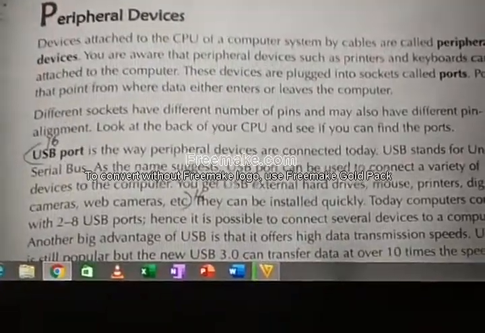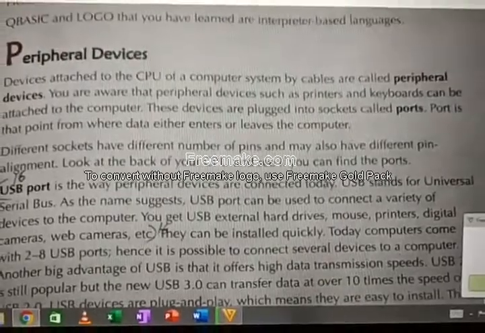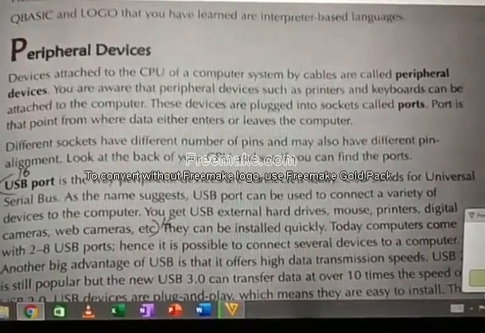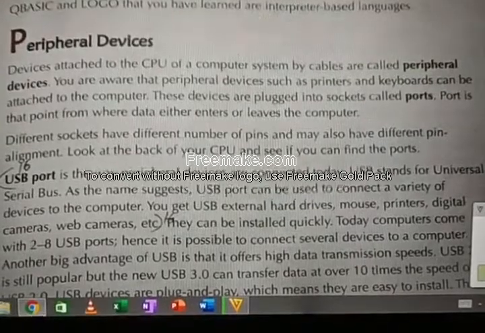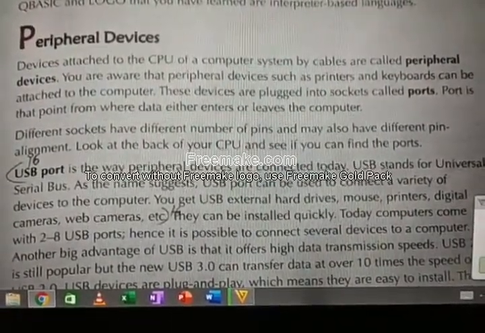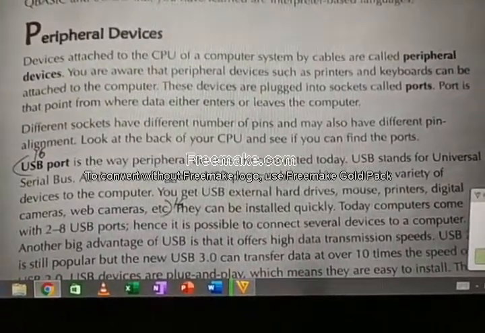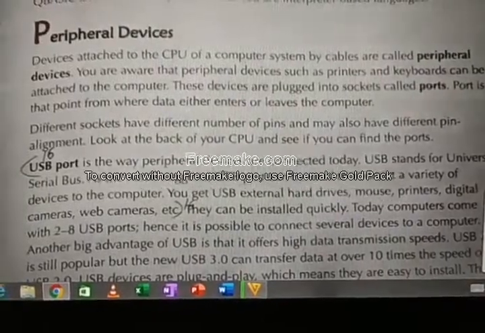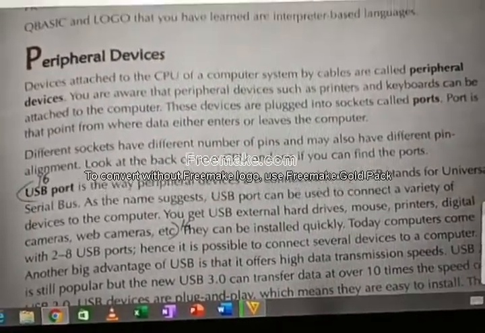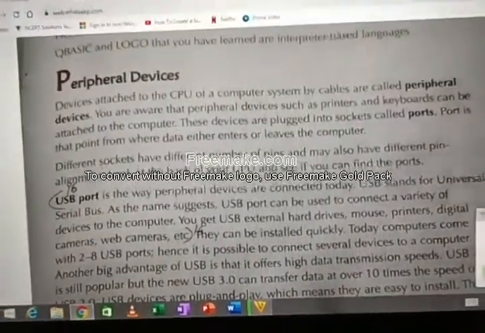Next, USB port. Before that, different sockets have different numbers of pins and may also have different pin alignment. Look at the back of your CPU and see if you can find the ports. For audio, a different pin, different socket, different port will be there. For USB and pen drive connection, a different socket and different pin will be there. For different connections, different pins and different sockets will be there.